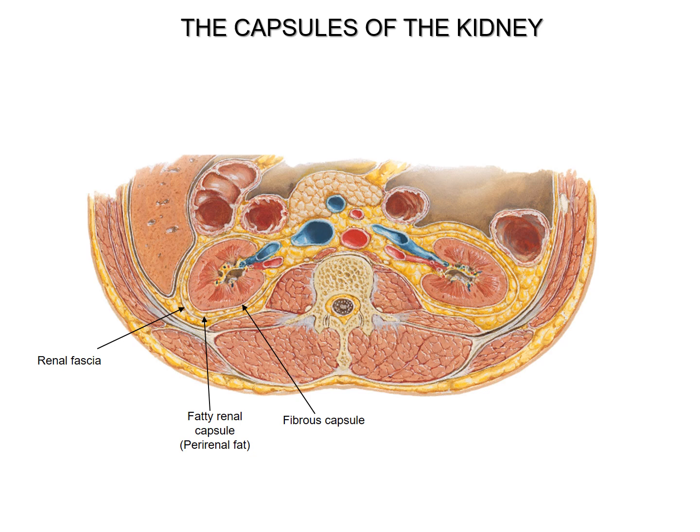From inside to outside, we have first the fibrous capsule, in the middle the fatty renal capsule or perirenal fat, and outside the renal fascia. As I told you, the renal fascia is a continuation of the transverse fascia of the abdomen.